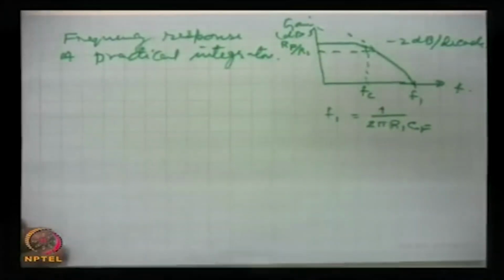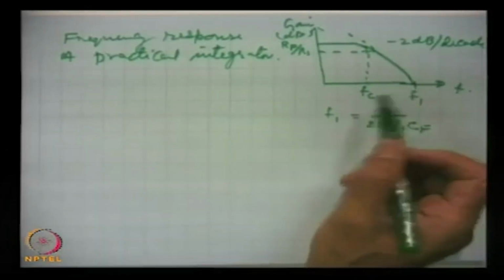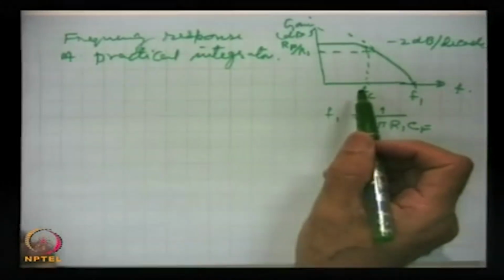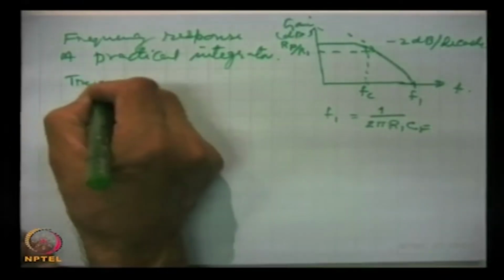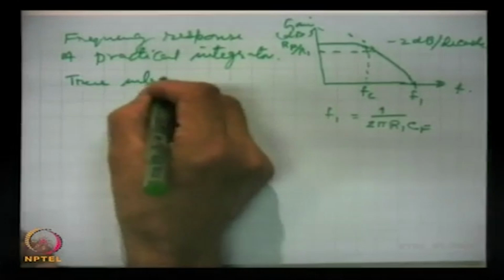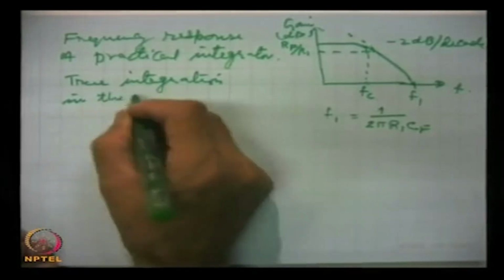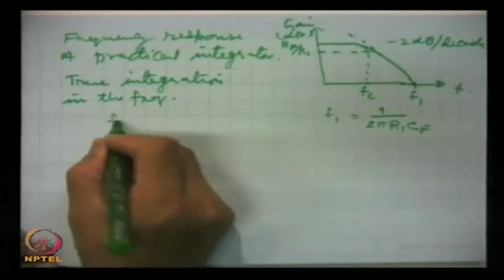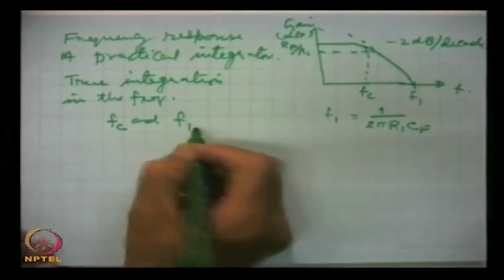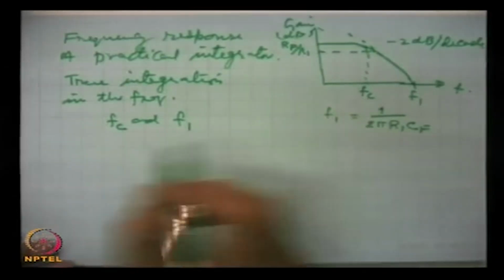And what we see is that below Fc frequency, which we can calculate from this expression, true integration will not occur. So, true integration occurs in the frequency range between Fc and F1. So, actually F1 is chosen quite high as compared to Fc.